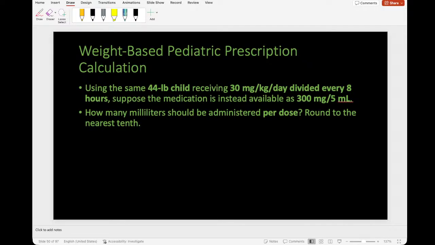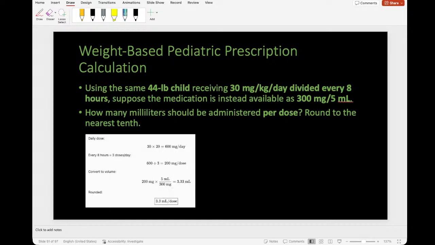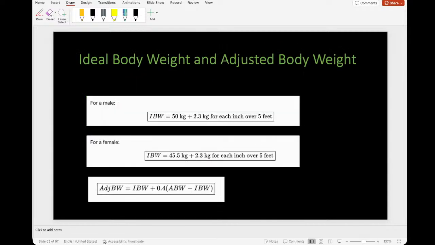So I listed a calculation question here related to pediatric dosing. I'm not going to go through this. You can go ahead and practice them on your own. The solution is there. It's all clear, it makes sense, but it is there for your reference as well.